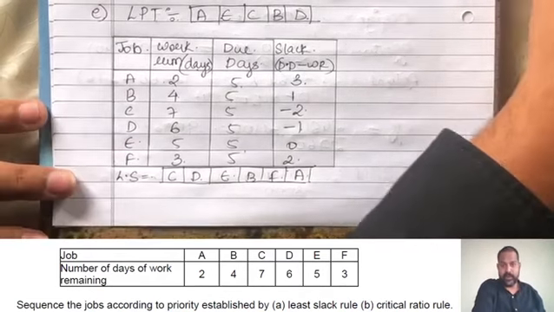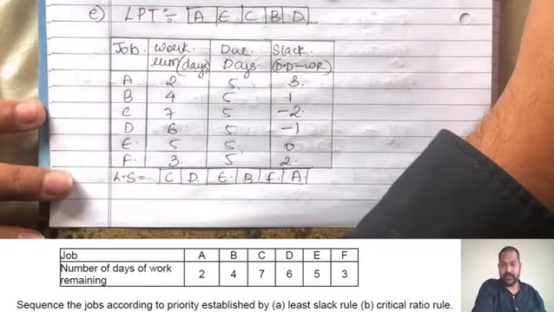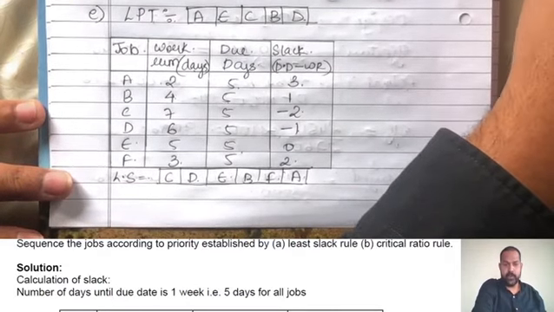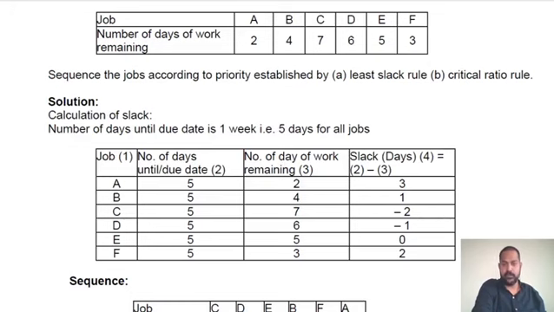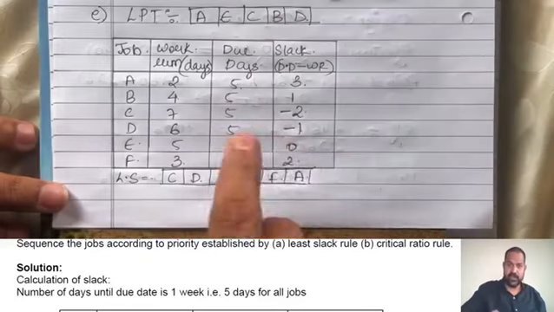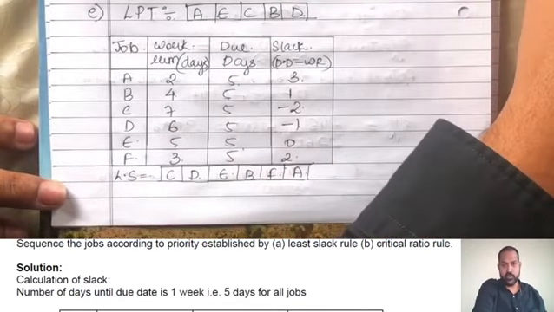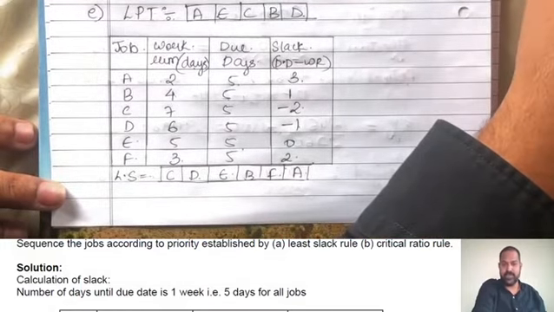Let's quickly look at if that is what they have in their solution also. So let me pull out the bigger solution. So they have also calculated slack, and their slack is 3, 1, -2, -1, 0, 2. Let's check. 3, 1, -2, -1, 0, 2. Perfect. So sequence should also be the same.